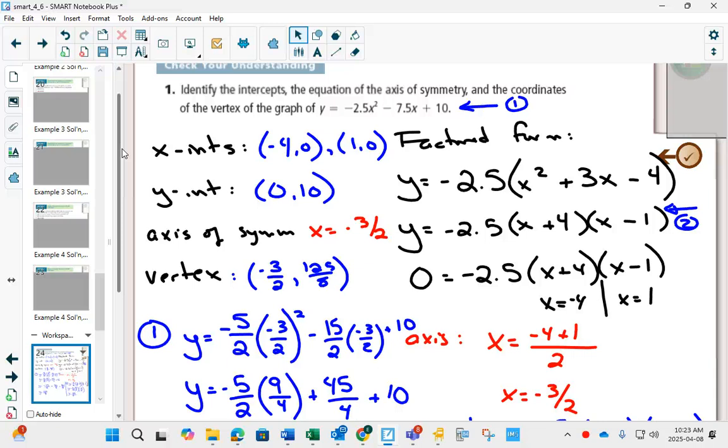Questions for practice, circle 3, 4, and 5.